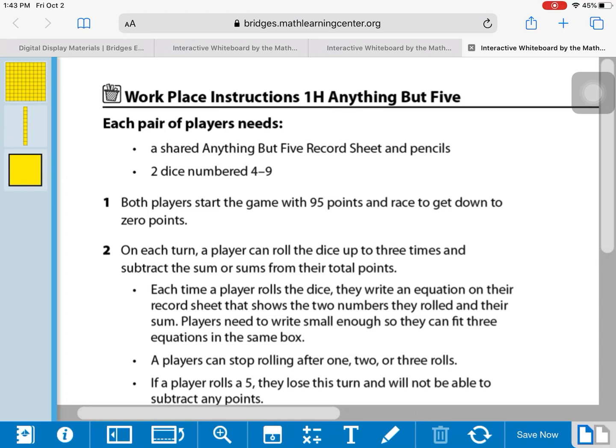It's Mr. Stanley again, and today we're going to learn one of my favorite workplace games of all time, and it's called Anything But Five.